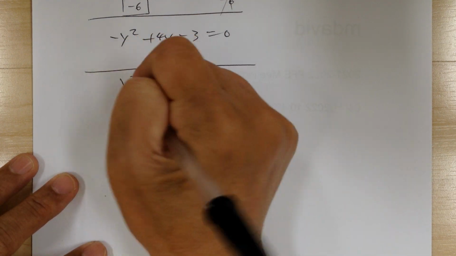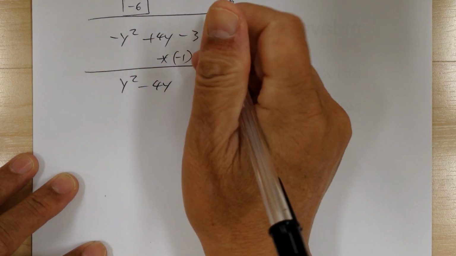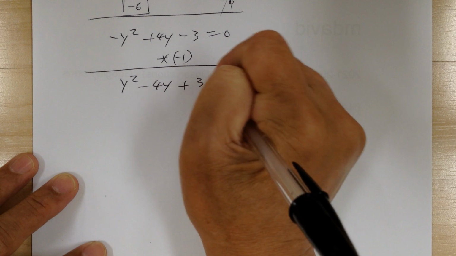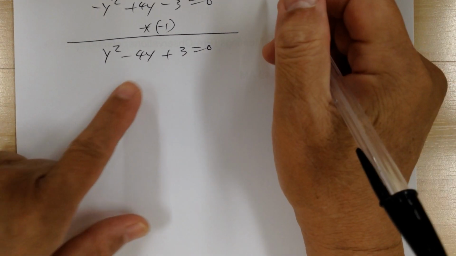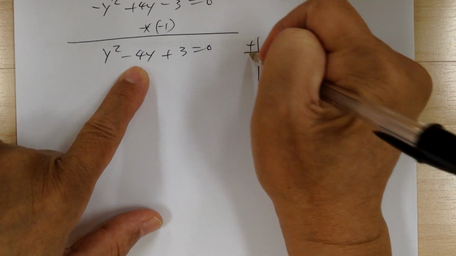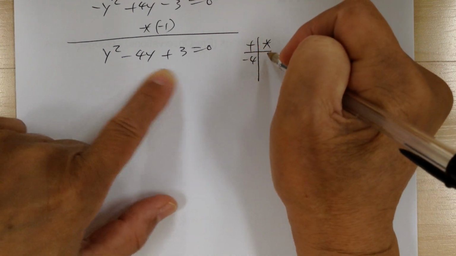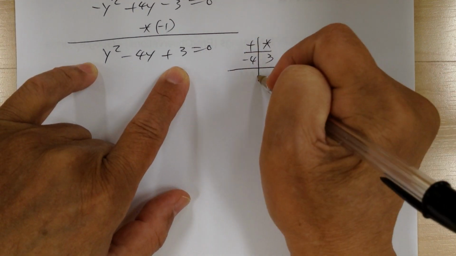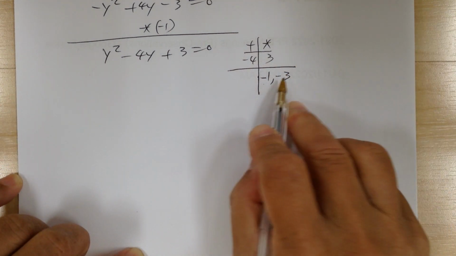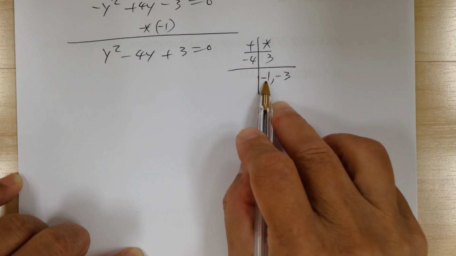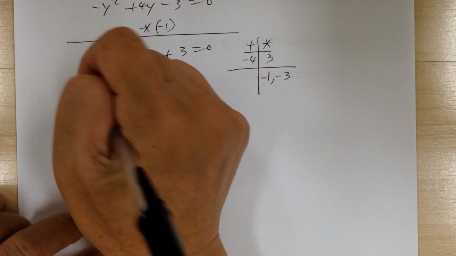So I got y squared minus 4y plus 3 equal to 0. And this one, let's go and do the factoring. So this is factorable. So you have to add to get negative 4. You have to multiply to get 3. So you need to get negative 1 comma negative 3. Right? So this negative 1 times negative 3 give you 3. Negative 1 plus negative 3 give you negative 4.